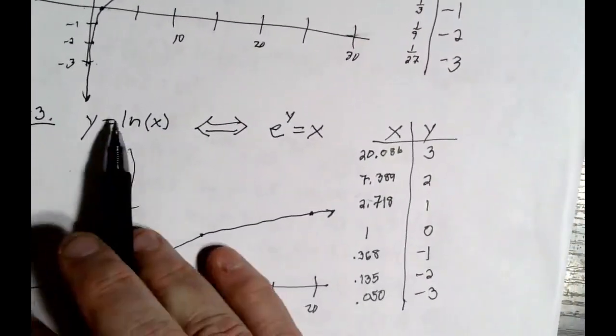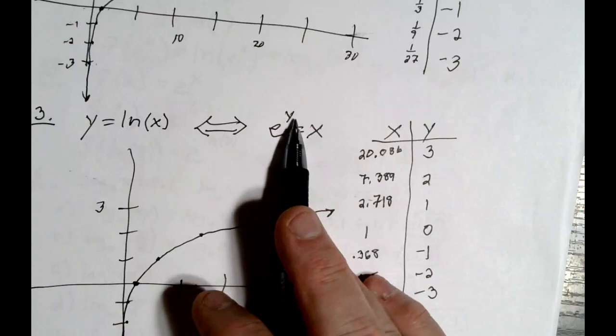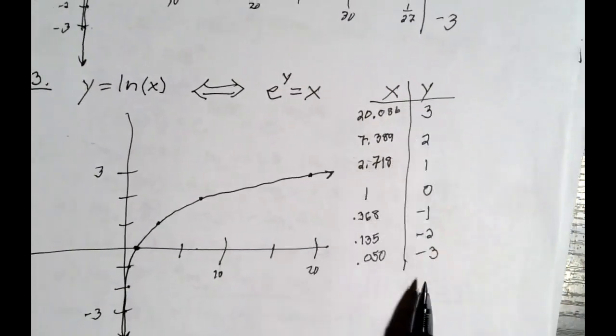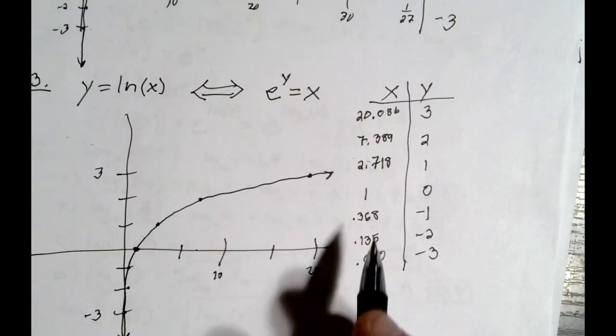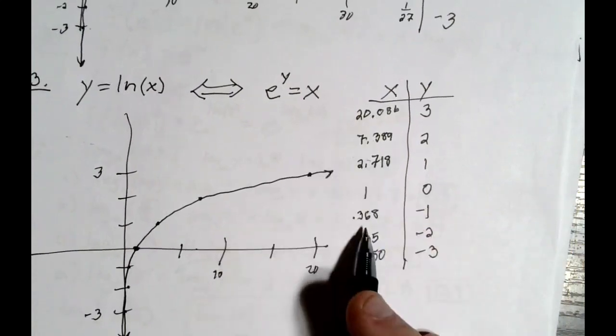23, y equals ln of x, or e to the y equals x. And again, you pick your y values and you figure it out on your calculator what e to the 1, 2, 3 is, e to the -1, -2, and -3 is, and so on.